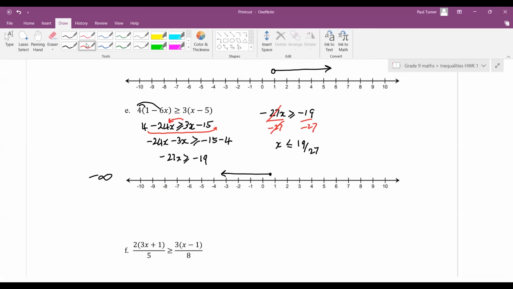And then also mark that number on if it's not clear what it actually is. So that's 19 on 27. So do it like that.